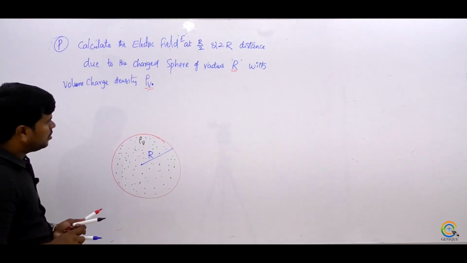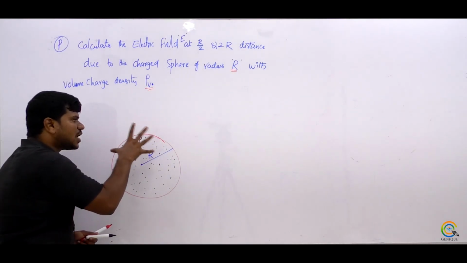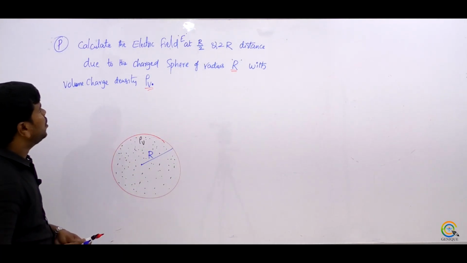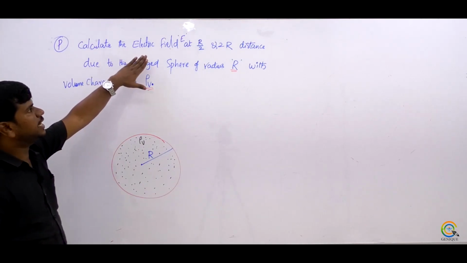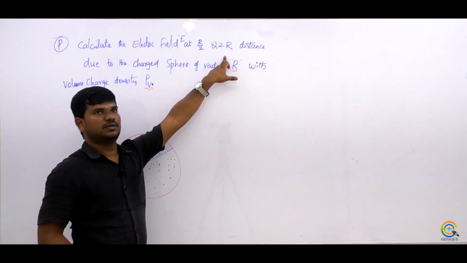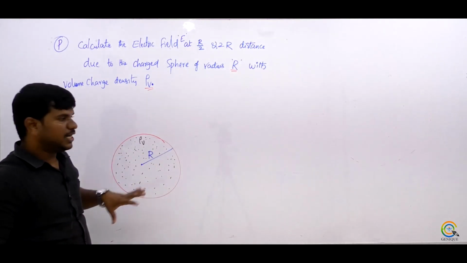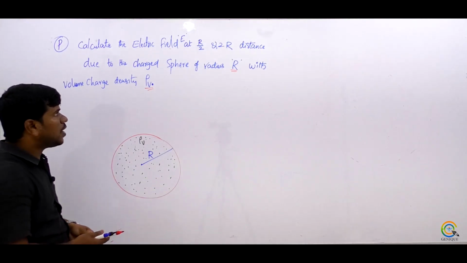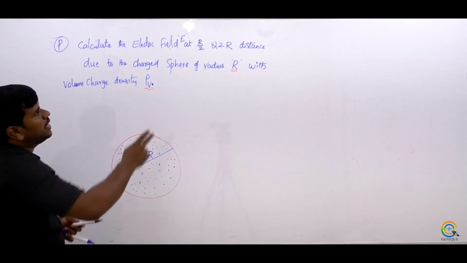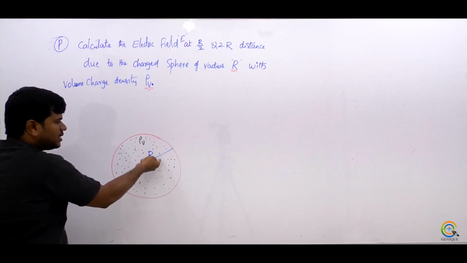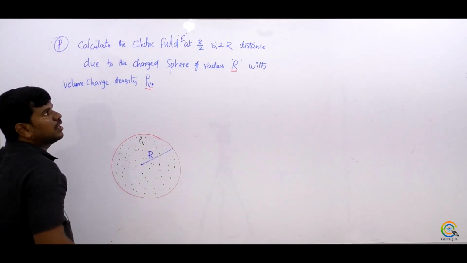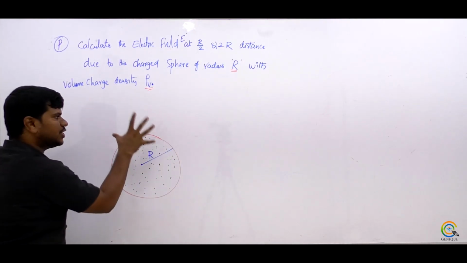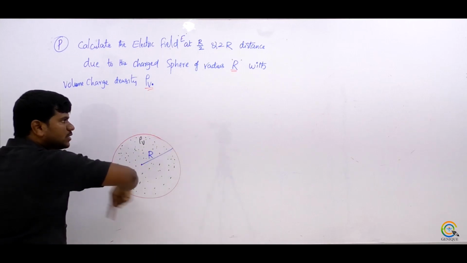Now what we have to find? This is a charged sphere with volume charge density rho v. We have to find the electric field intensity at R by 2 and 2R due to this charged sphere. Now observe this. R by 2 means mid distance inside this, and 2R means outside this. We have to find the electric field intensity inside and outside this.